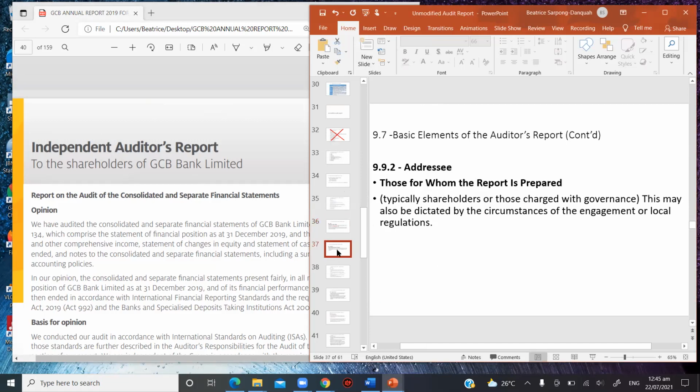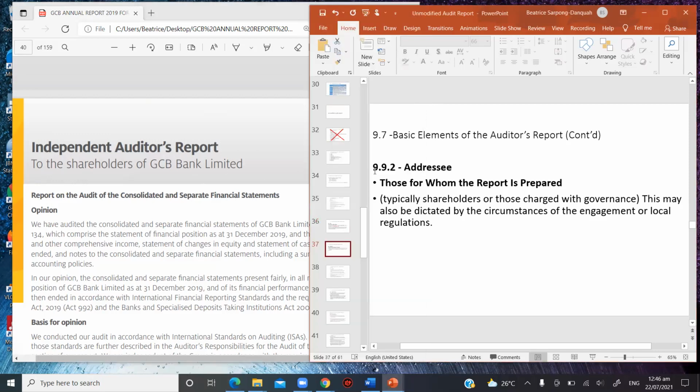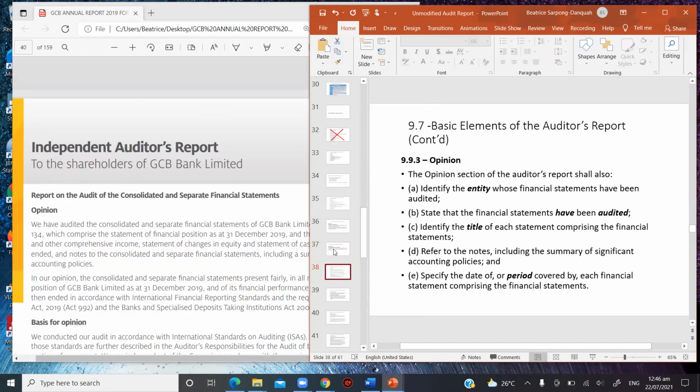Now let us look at the next one. The next element is the addressee. The addressee are those for whom the report is prepared. And you know that it is members or owners of the organization who appointed the auditor at the annual general meeting. So if that is the case, then the addressee is usually the owners or shareholders of the organization. But sometimes the audit report is addressed to those charged with governance. So let us come to GCB's audit report. You see to the shareholders of GCB Bank Limited. So that's the addressee. It is always written clearly.